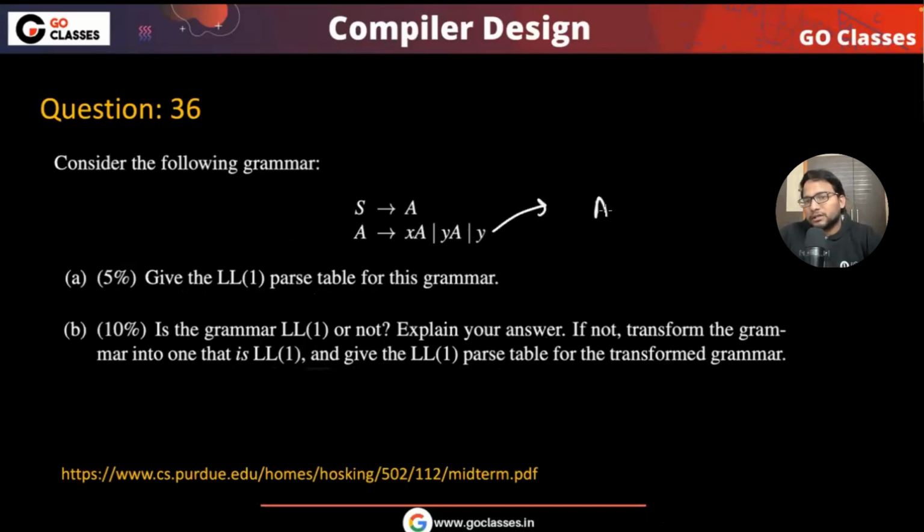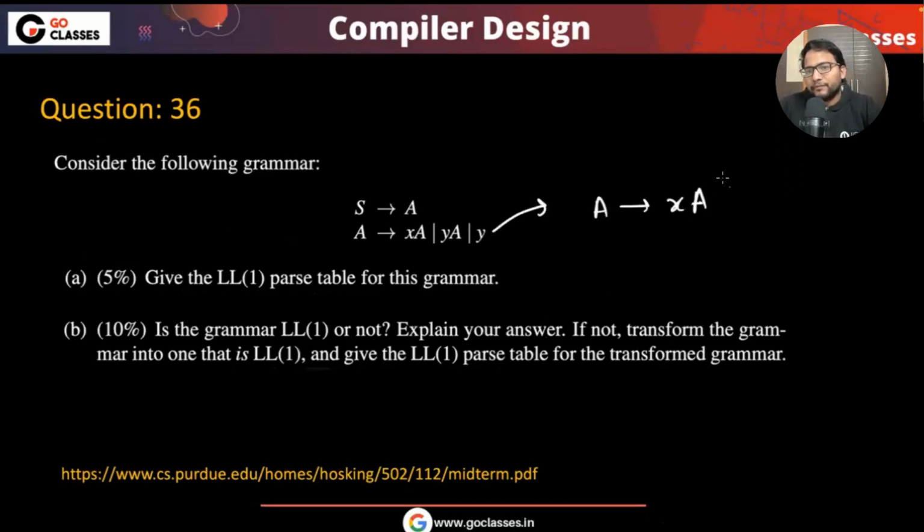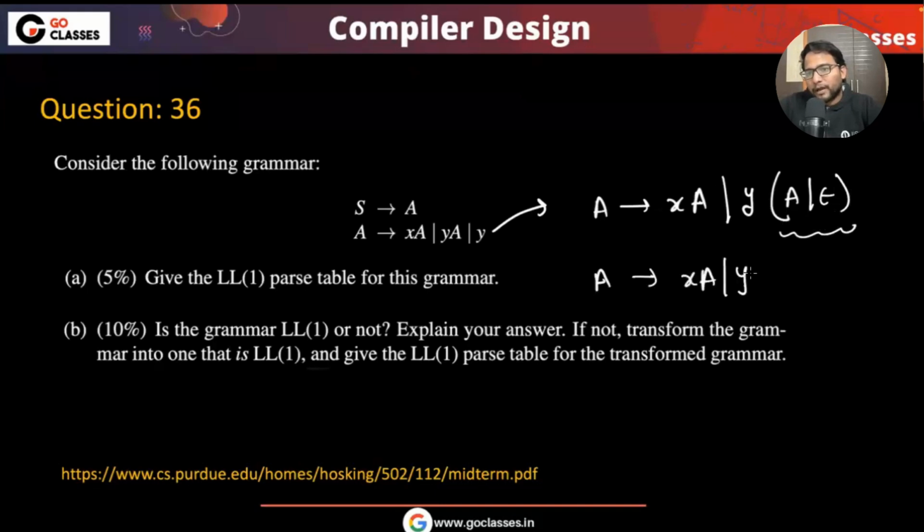How to do it? See, this is X, A, Y, and then you take this Y common. It will be A or epsilon. So let me just say this is A dash. So it will be X, A, Y, A dash, and then A dash will be A or epsilon. You can do something like this.